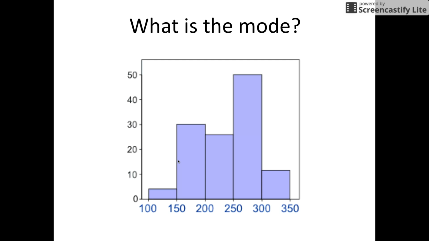So if you look at a histogram, here some people might think it's 50. It's not 50. That's how many times the value occurs. And in this case, the value is a range of values. 250 to 300 is the most common, occurs the most.